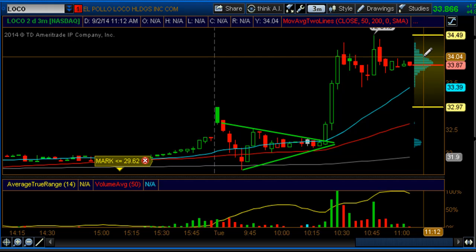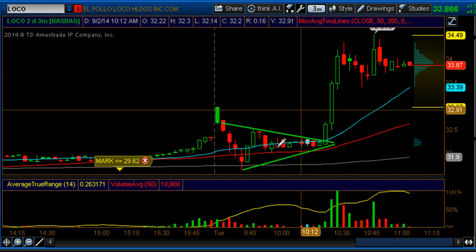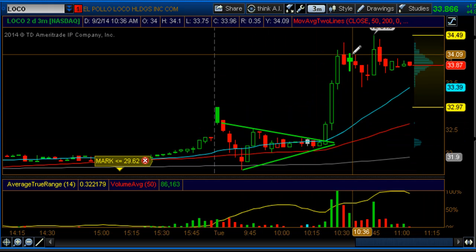So try to find the stocks that are stronger than SPY if you want to go long, or weaker than SPY if you want to go short. But always remember that if you're looking at something like Local, this is a very high risk trade. You need to have your stops really tight. You need to have your targets predetermined before you take the trade.